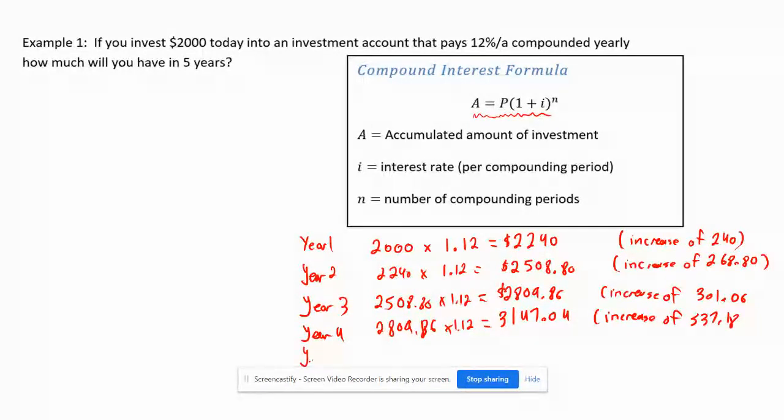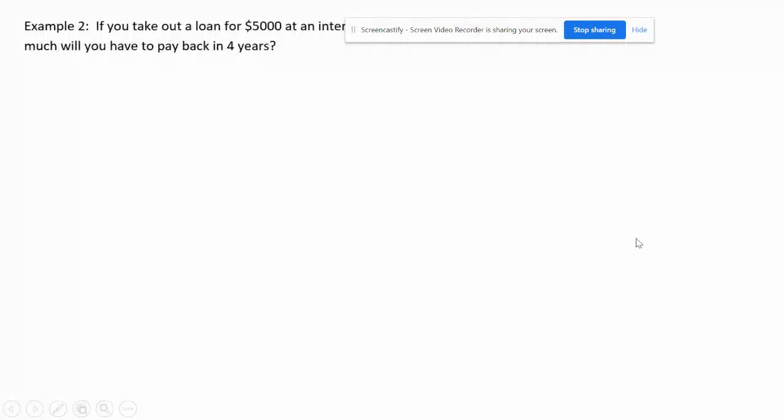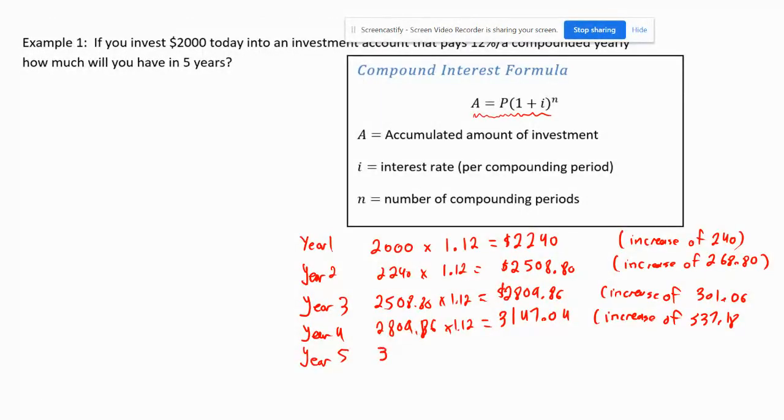And last one, we're going to have year five, which is going to be 3,147.04 times 1.12, which is 3,524.68, which is an increase of. So what I want you to know is that the amount that we're earning every year is actually getting bigger every year.